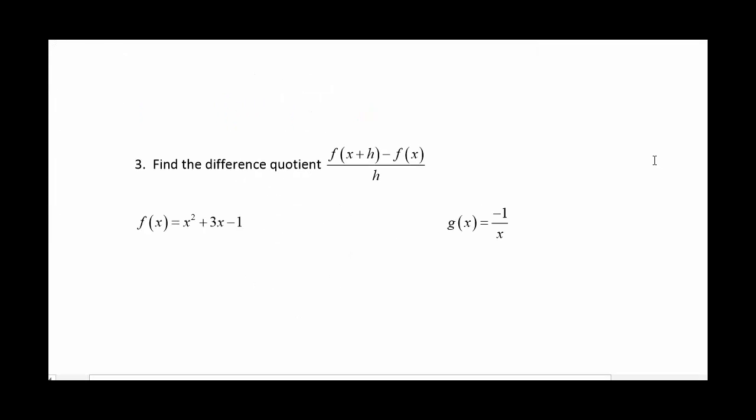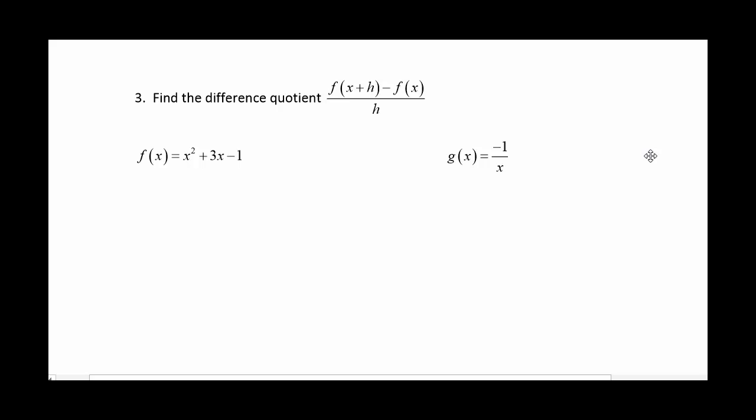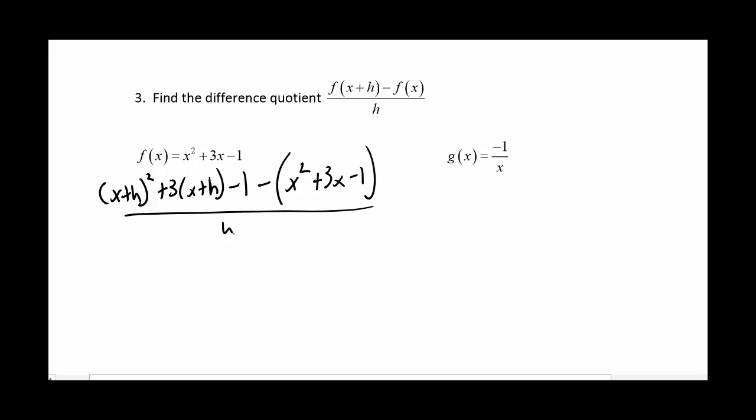At number 3, we're asked to find the difference quotient. So there's 2 different equations we're going to do this on. So I want f of x plus h. So for that first one, I want x plus h squared plus 3 times x plus h minus 1, minus the original function, x squared plus 3x minus 1, all over h.